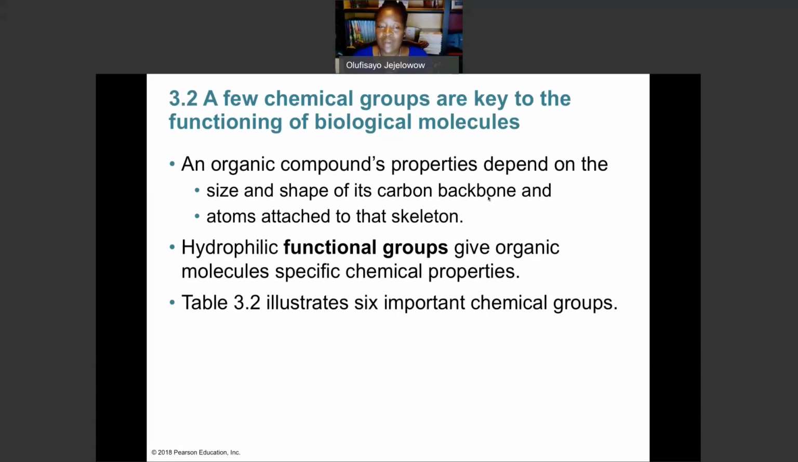Some molecules have hydrophilic functional groups. Hydrophilic have affinity for water, they hug water. So hydrophilic functional groups give organic molecules specific chemical properties. And let's look at table 3.2 to look at the important chemical groups.